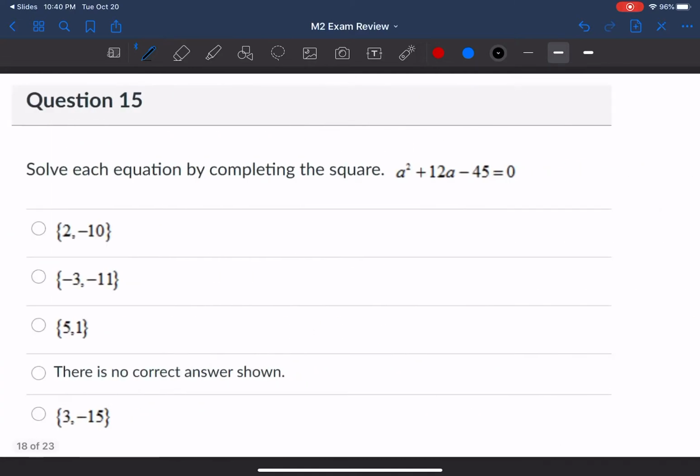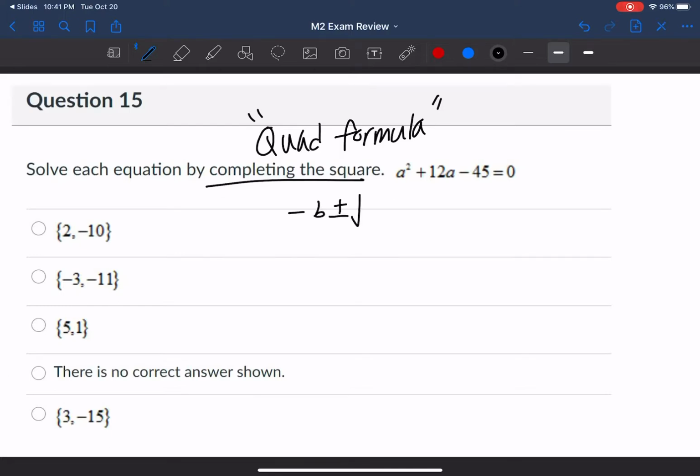Question 15. Solve each equation by completing the square. Even though I said use complete the square, on the test you can use quadratic formula since I'm not there to look at your solutions. Okay, you don't have to complete the square. If you use quadratic formula, you know how to do it, right? You just have to plug in.